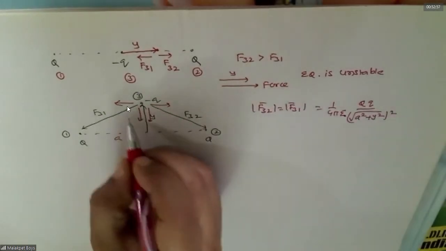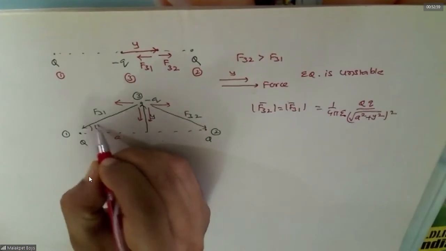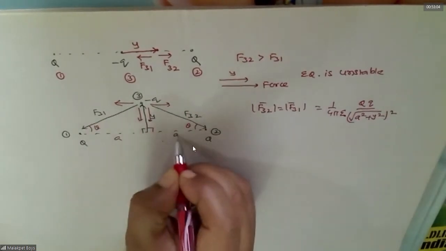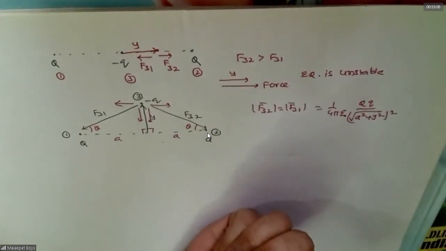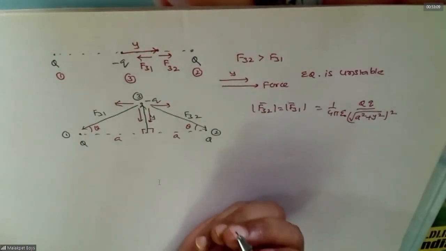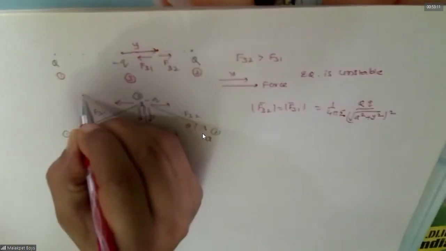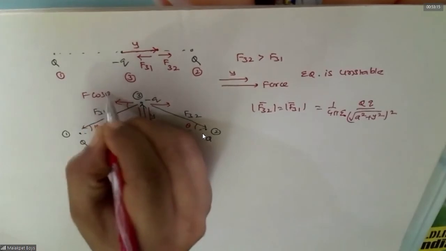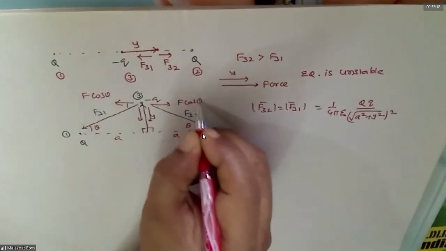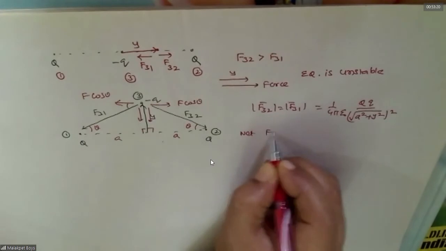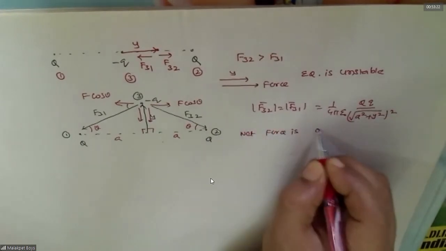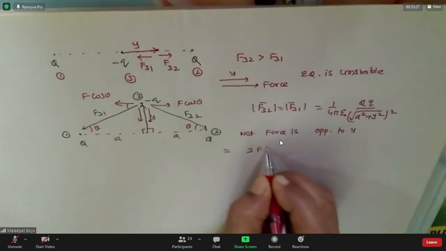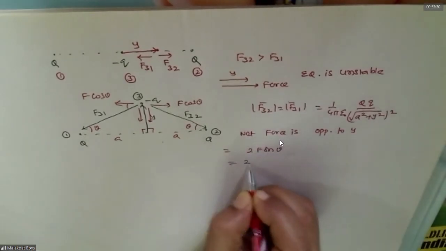Now suppose if you take this as a theta, these triangles are congruent. This will also be theta because this is 90, these two sides are equal. Do you agree with this? So if this is the case here, this is also theta. So what is the net force? It's 2F sin theta.